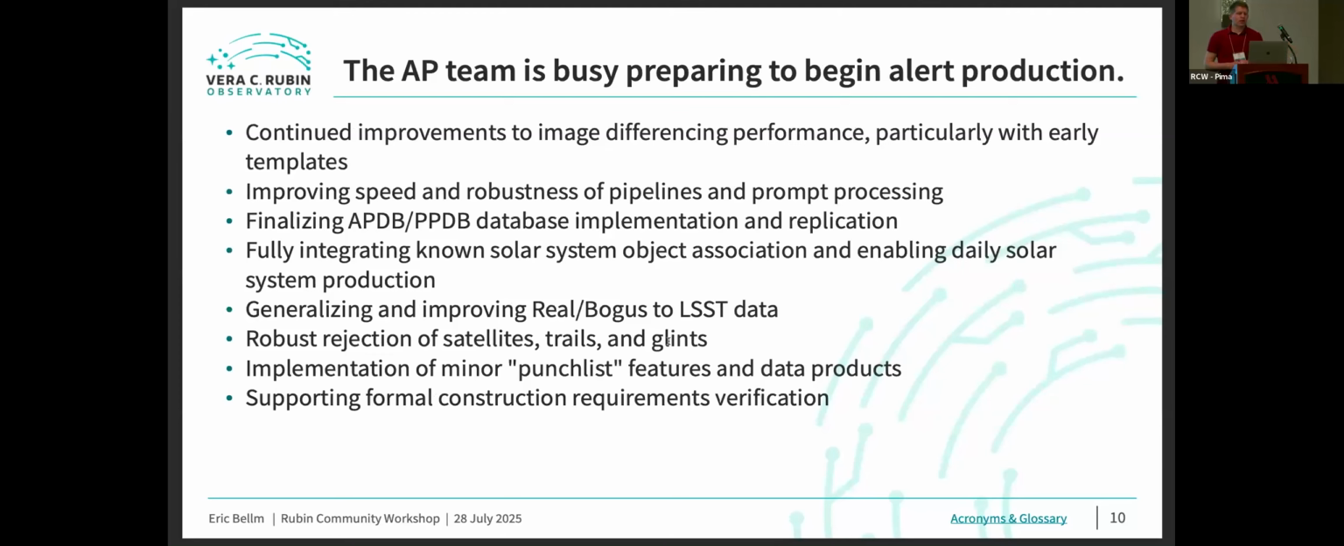So just some of the things that we're working on in AP: there's always more that we can do to make image differencing cleaner and better. In particular, in the early survey, the templates are going to be relatively shallow, relatively sparse. We have database, speed and robustness activities that we're working on. We're quite close to having all of the known solar system objects fully integrated into the alert pipeline. I already mentioned improving the ML real bogus system.